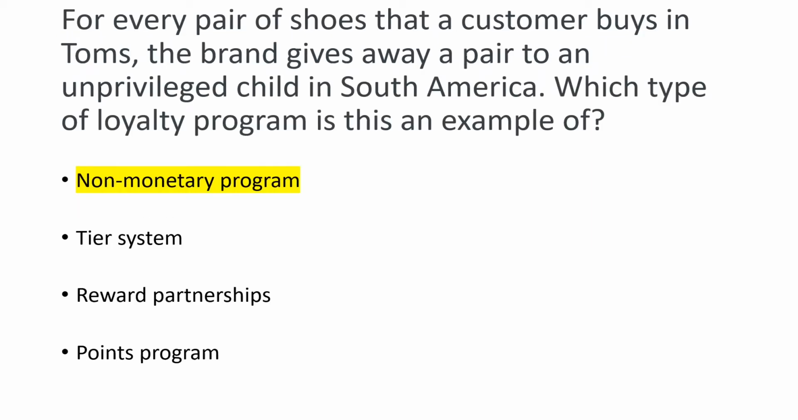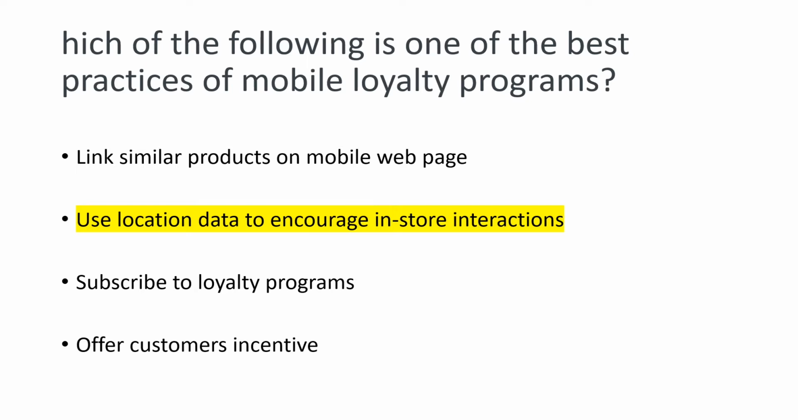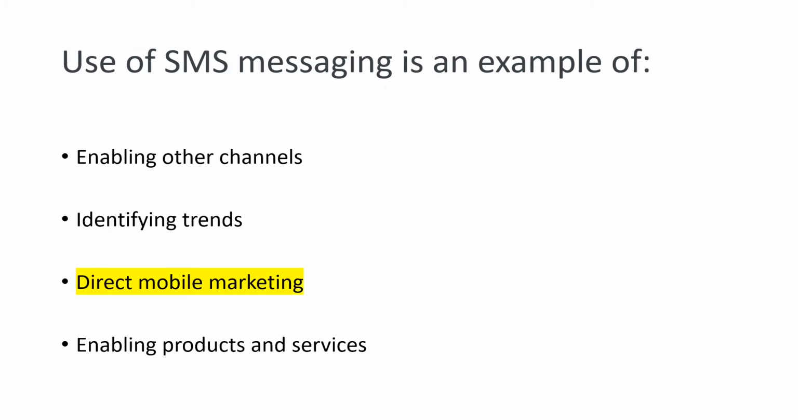132. For every pair of shoes that a customer buys in Tom's, the brand gives away a pair to an unprivileged child in South America. Which type of loyalty program is this an example of? Non-monetary program. 133. Which of the following is one of the best practices of mobile loyalty programs? Use location data to encourage in-store interactions. 134.